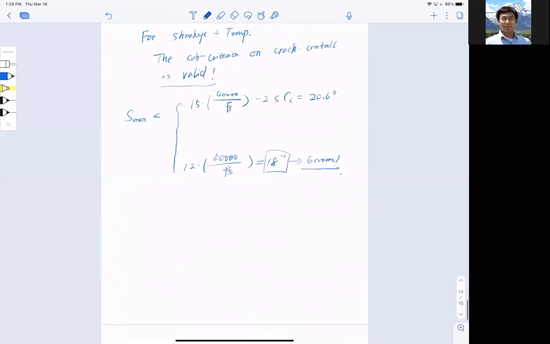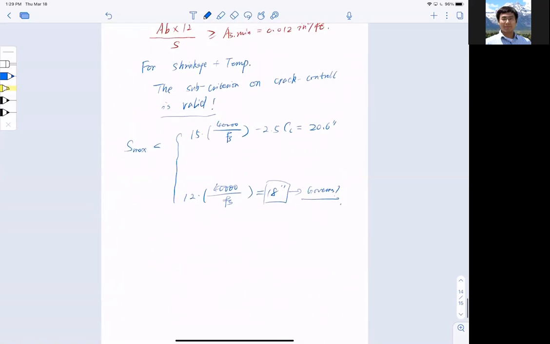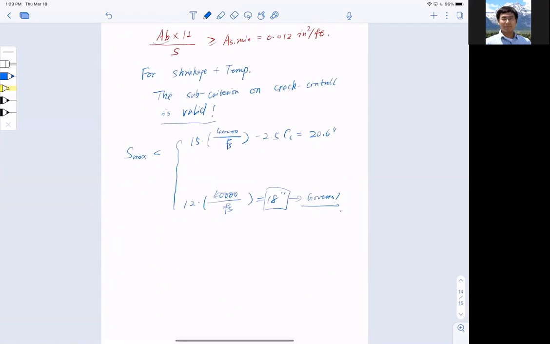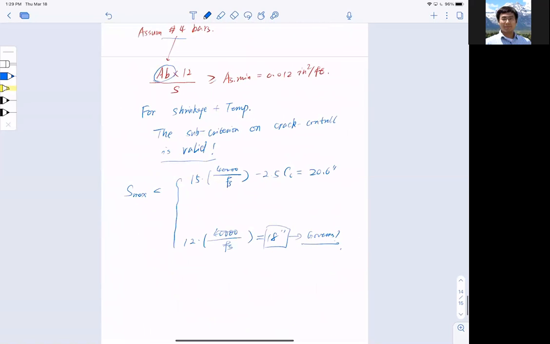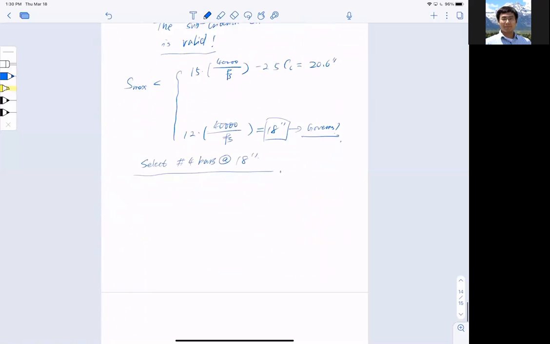If this is all we need, then we already assumed number 4 bars, and this is the spacing requirement. So I can say select number 4 bars at a spacing of 18 inch for shrinkage and temperature. Just to remind you, this is for a one-way slab.